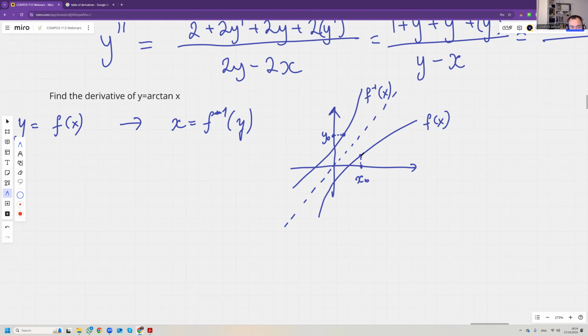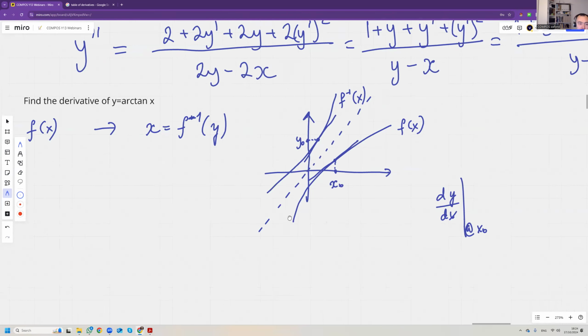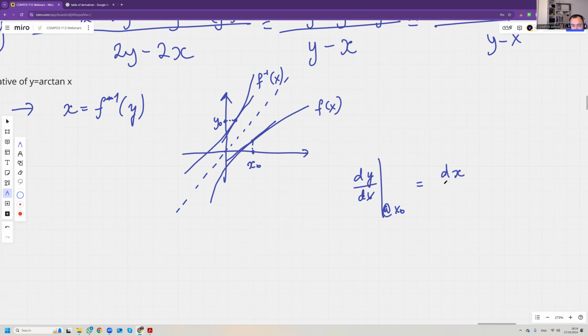And because they are symmetrical, at x0, dy dx, sorry, that's the derivative, dy dx at x0 is equal to dx dy at y0. Okay, so we're going to use that principle.